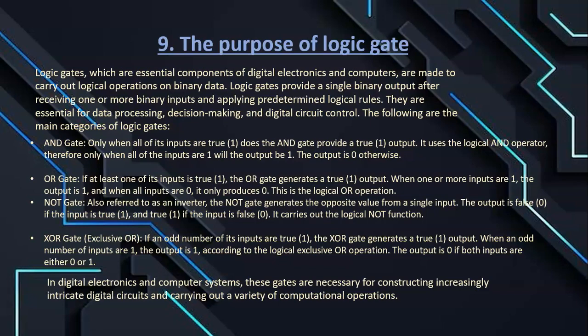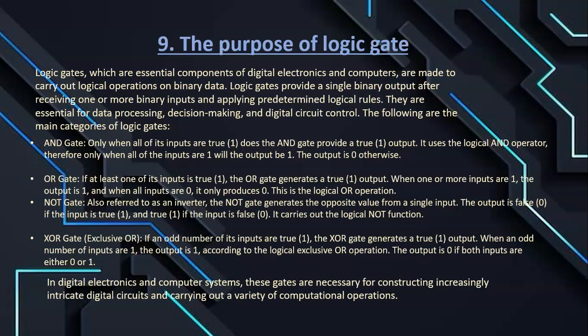The following are the main categories of logic gates: AND gate, OR gate, NOT gate, XOR gate. AND gate: only when all of its inputs are true, 1, does the AND gate provide a true 1 output. It uses the logical AND operator, therefore only when all the inputs are 1 will the output be 1. The output is 0 otherwise.